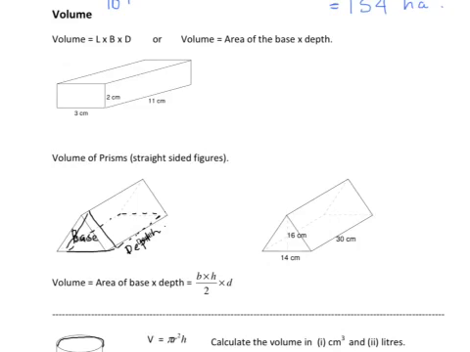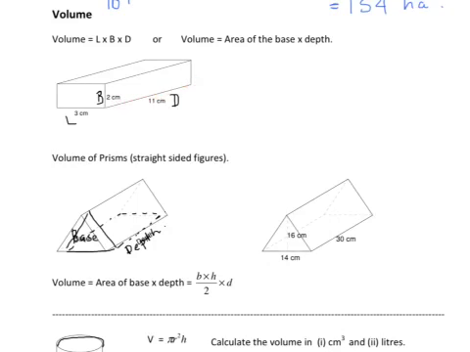So we can define the volume as the length times the breadth times the depth. So if this is D, let's get some colour going here. If this is D, this is L, this is B, volume is the area of the base times the depth, which is length times breadth times depth.